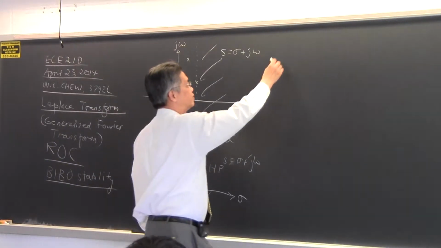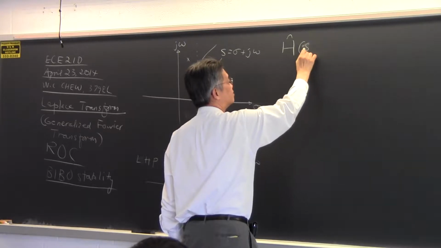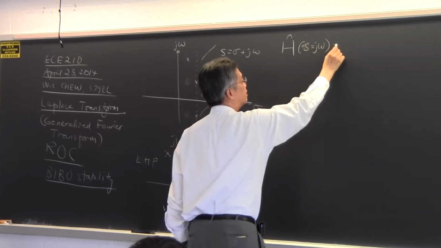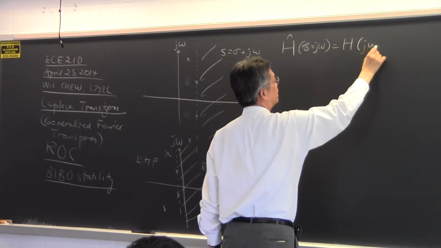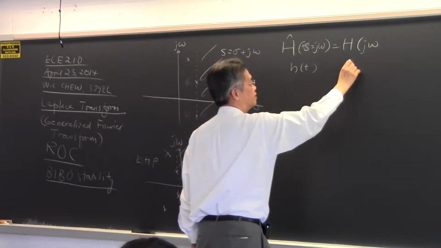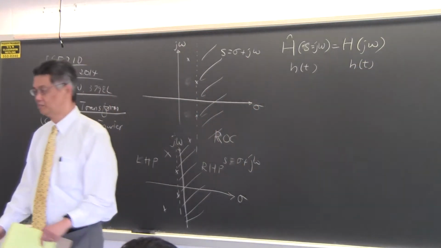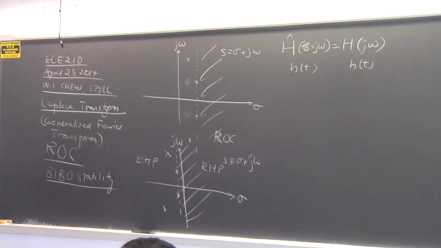If that is true, then when s is equal to j omega, we get H of j omega. The Laplace transform of h of t, evaluated there, is the Fourier transform of h of t. So the poles have to be in the left half plane in order for a system to be BIBO stable.